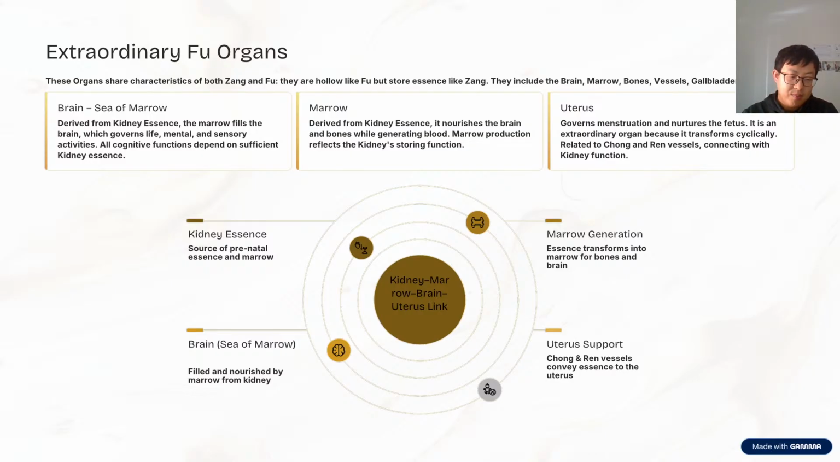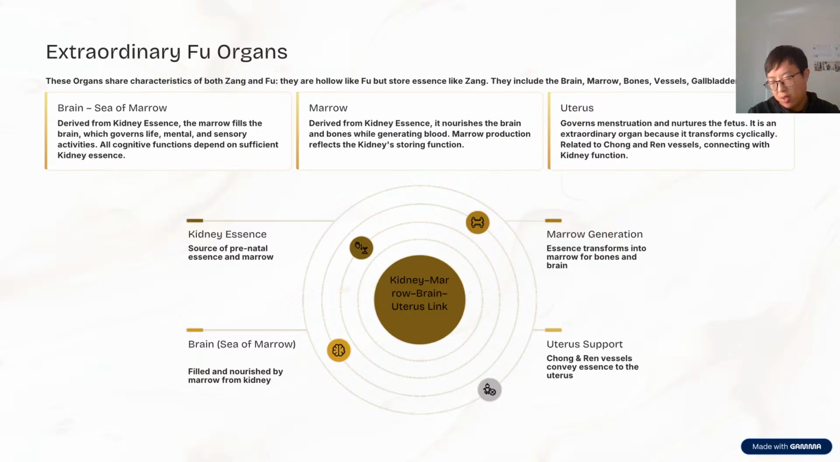So in summary, the large intestine governs transmission and fluids. The bladder relies on kidney energy for storage and excretion, and the triple burner acts as a channel for energy and fluid, and the extraordinary organs store essence and govern life and reproduction.